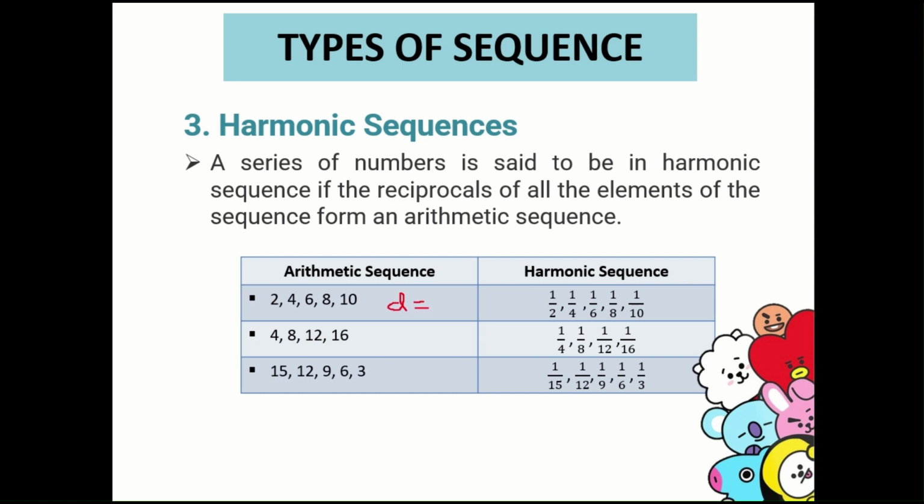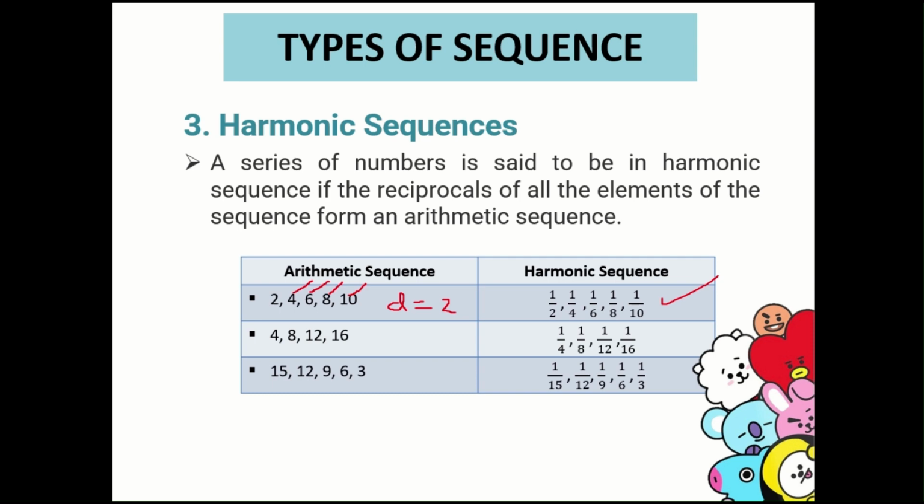Let us check whether it's true for all the terms. 2 times 2, 4. Correct. 4, I'm so sorry, it's not times, it's plus because it's arithmetic. 2 plus 2 is 4. 4 plus 2 is 6. 6 plus 2 is 8. And 8 plus 2 is 10. Therefore, our harmonic sequence is valid because the reciprocals of all the elements of the sequence form an arithmetic sequence.